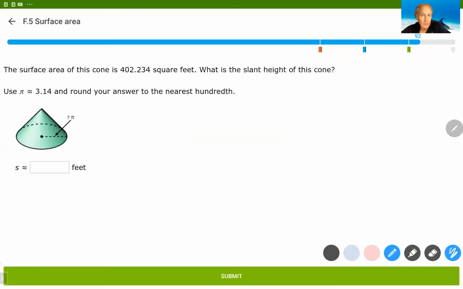And this time we really need the total surface area of a cone, again, is pi r squared plus pi rl, where L is the slant height. So that makes it pretty easy for a cone.